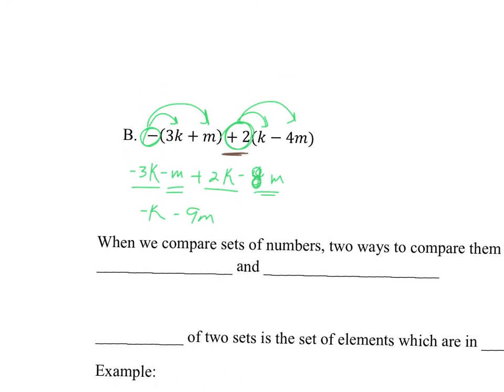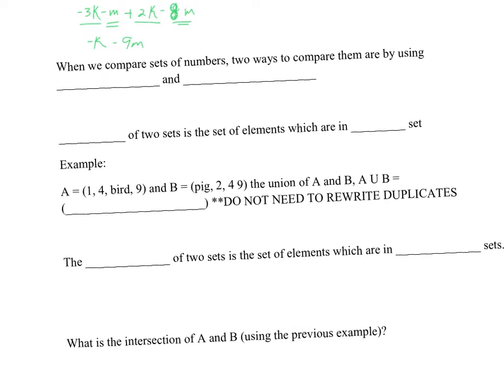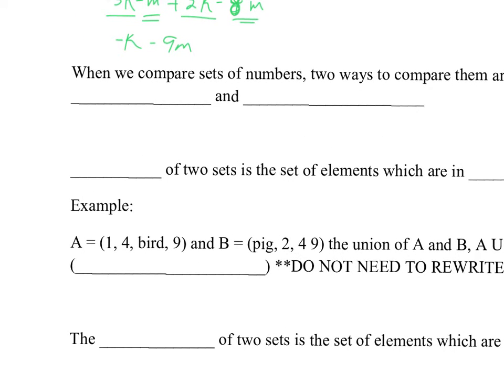Okay, next learning target. All right, when we compare sets of numbers, we have two ways we can compare them. We can compare them with what is called unions and intersections. All right, they mean two different things.